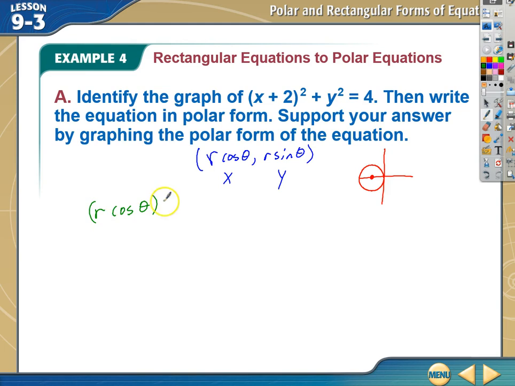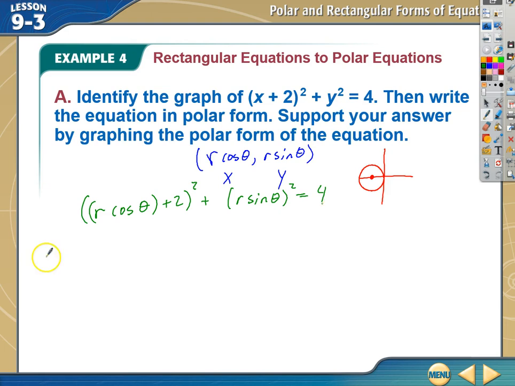Plus the 2 squared plus a y squared. Oh, that's just r sine theta squared is equal to 4. Now I go ahead and I'm going to expand this. So I got to use FOIL here.